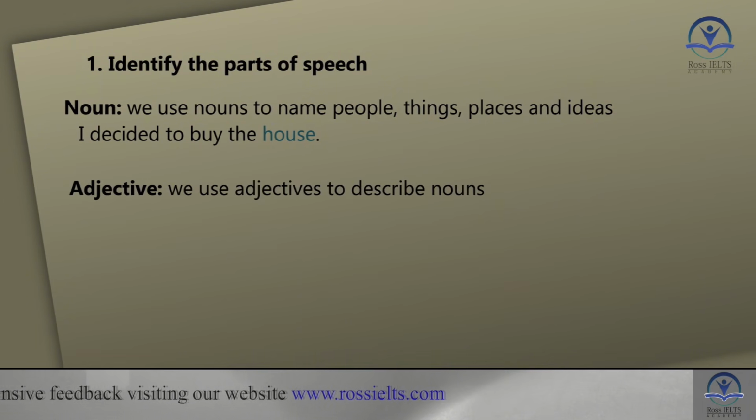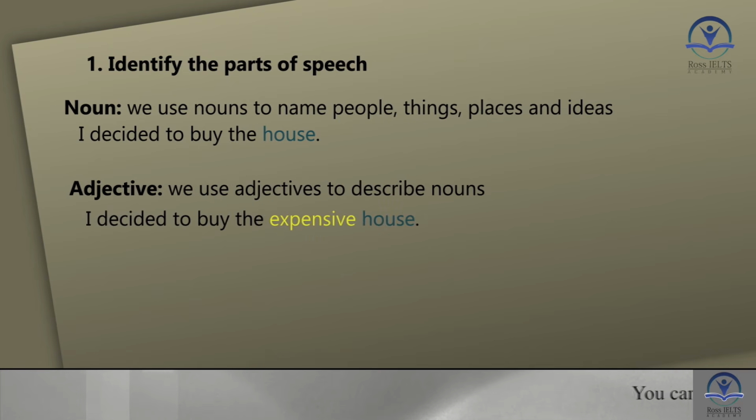The next one is adjective. You can have an adjective in your sentence. As you know, we can use adjectives to describe those nouns. In a sentence, if I use it, I can say, I decided to buy the expensive house. House is the noun and expensive is the adjective.